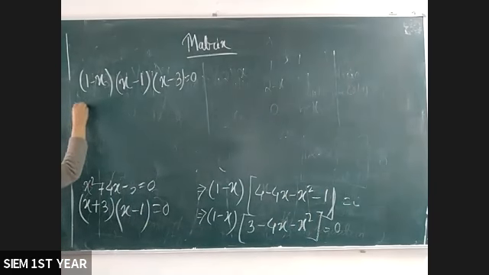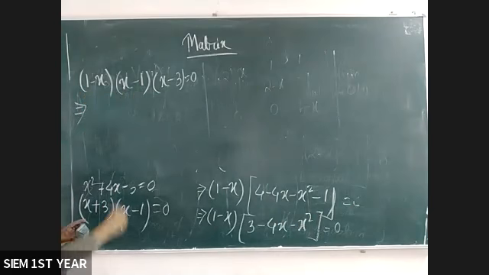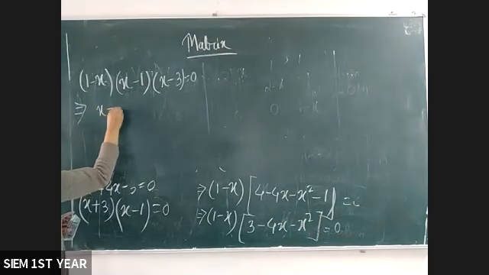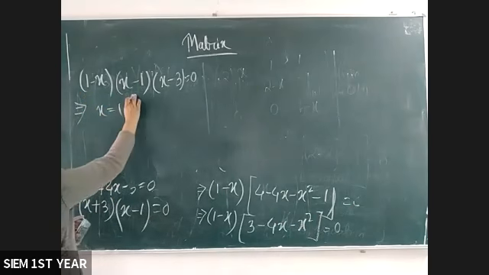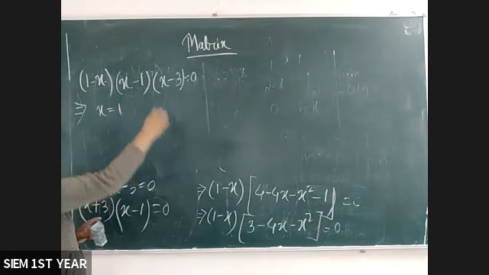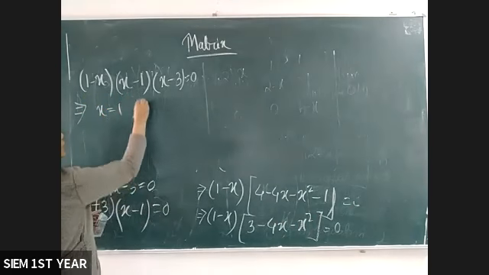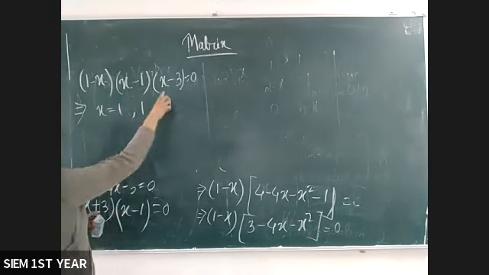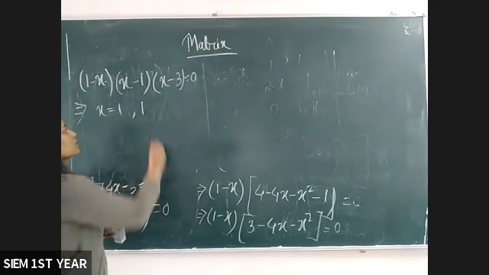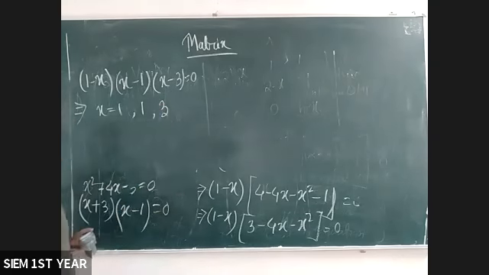Now, I already told you that if you are finding the roots of this equation, then these will be the eigenvalues. So from the first, if you consider 1 minus x is equal to 0, you will get x is equal to 1. If the second term x minus 1 is equal to 0, then again you get 1. If you consider x minus 3 is equal to 0, then you will get 3.